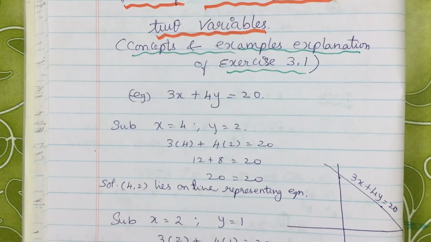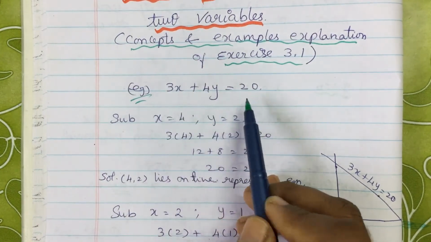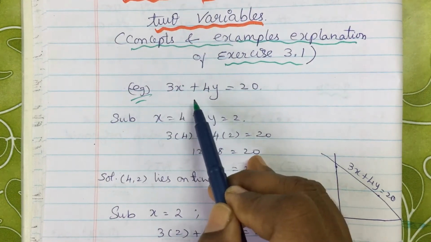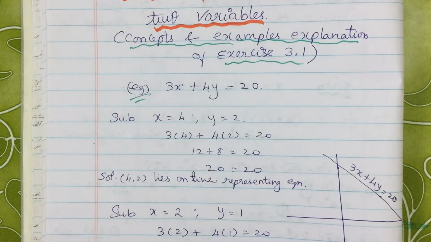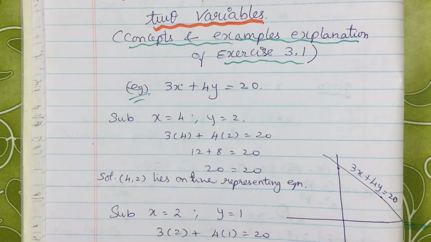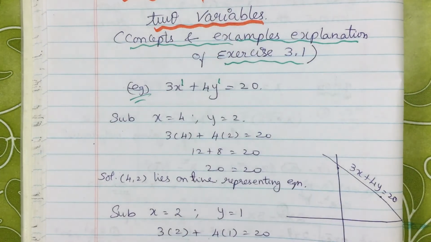Okay, so first you should know what you mean by a linear equation in two variables. I have given an example here: 3x plus 4y equal to 20. Here, if you see the number of variables, x and y are the variables. So you can observe two variables are there in the given equation. And also, if you inspect the degree of the variables, the degree of x is 1 and the degree of y is 1.